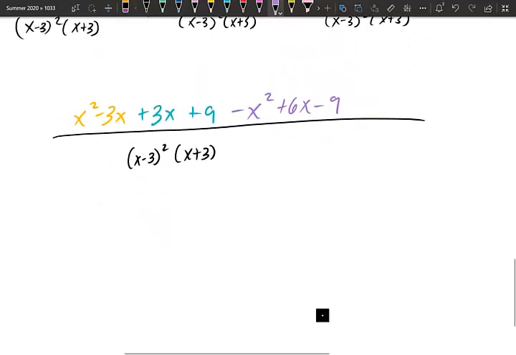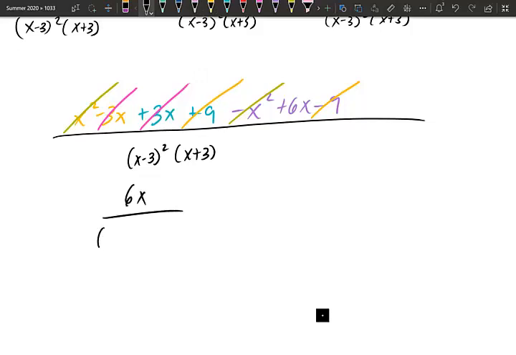Let's combine like terms. X squares cancel. 3x cancels. Negative 9, positive 9 cancel. Only thing we're left with is 6x. So we have 6x over our denominator.